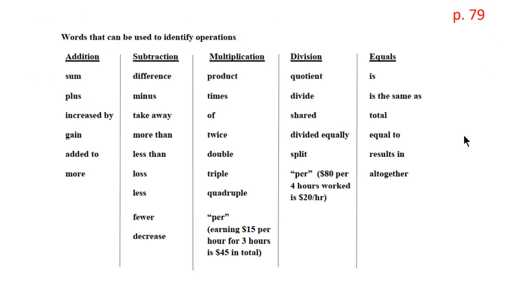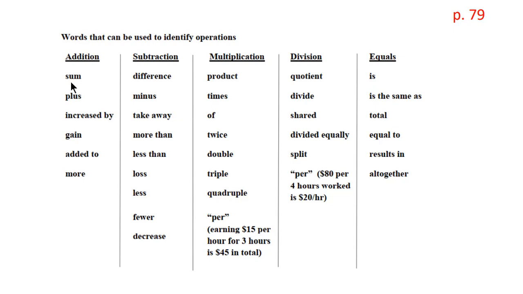You can see that there's a chart about all the different operations and words that can signal those operations. Definitely words like sum, difference, product, quotient are words that we need to know. But there's also some words here that can become confusing.